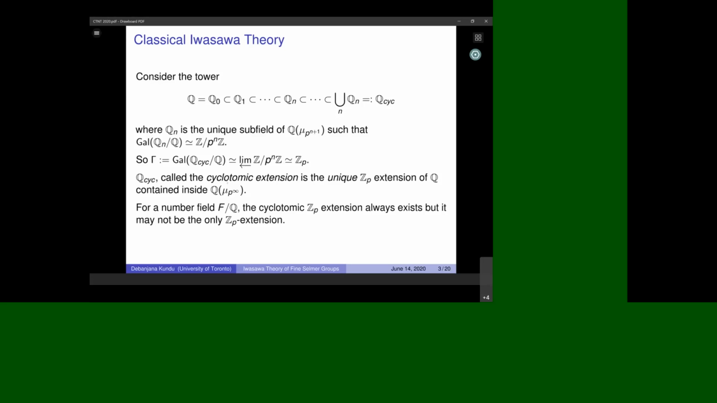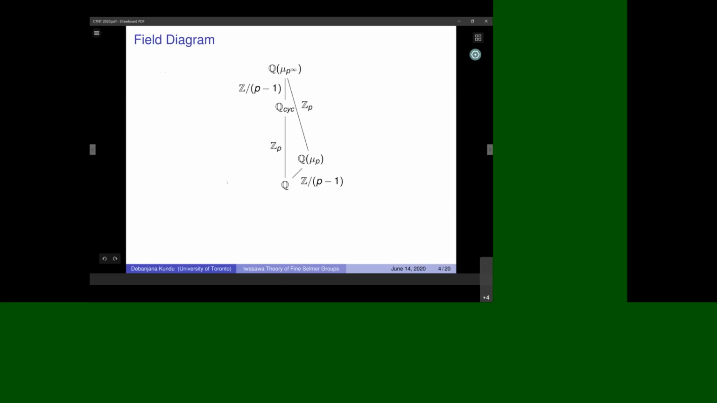In particular, if your field is not totally real, you know that there are infinitely many Z_p extensions. But when your field is totally real, you expect there to be only one Z_p extension, which is the cyclotomic one. And here is a quick field diagram just to highlight that you can think of the Z_p extension either as a subgroup or as a quotient, and that plays a very important role when we are studying properties.